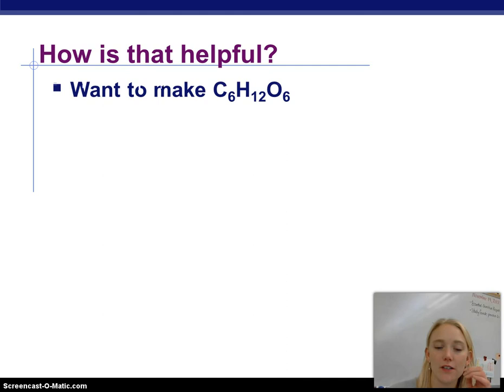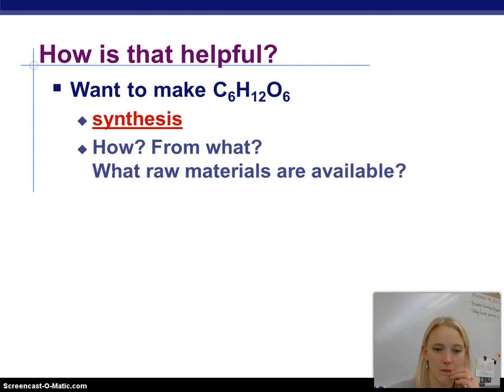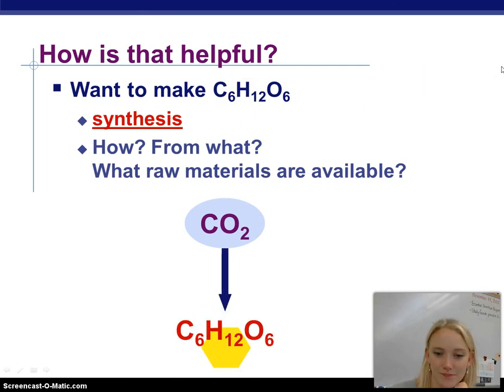So how is that helpful? Well, we want to make glucose. C6H12O6 is glucose. And to do this, we need to think about what we have available. We have carbon dioxide. And if you see here, we've got carbon and oxygen in our glucose formula, and hydrogen, well, we got that from water. So we're going to be able to see what happens.